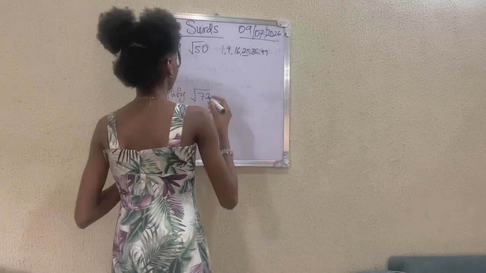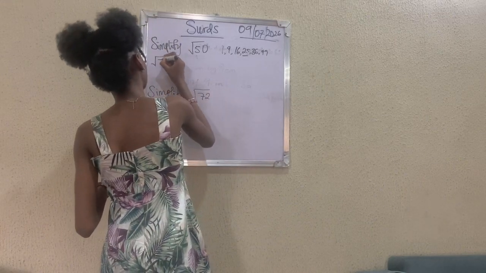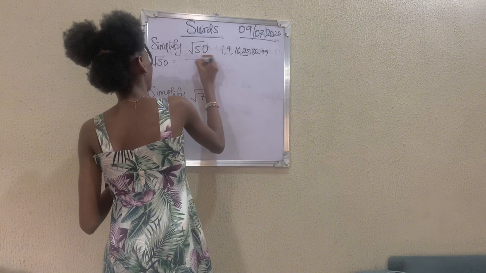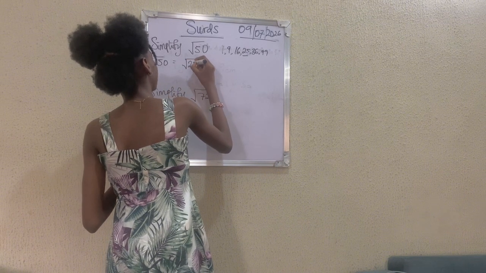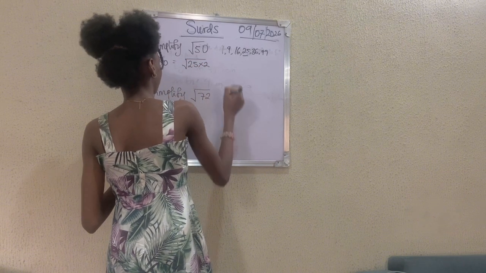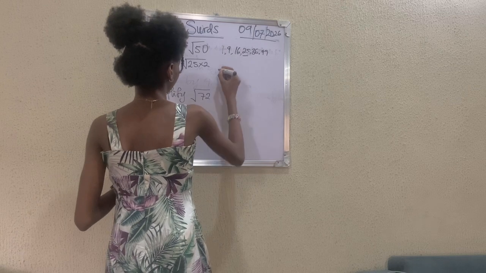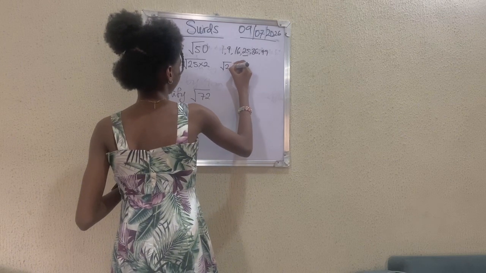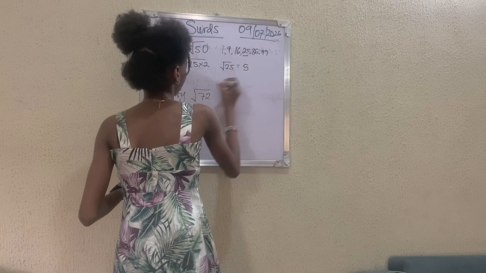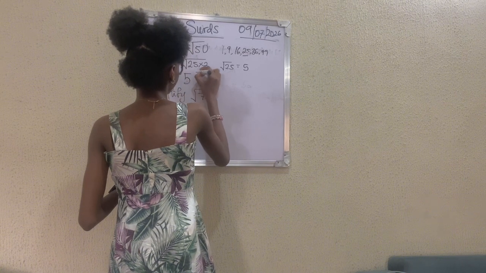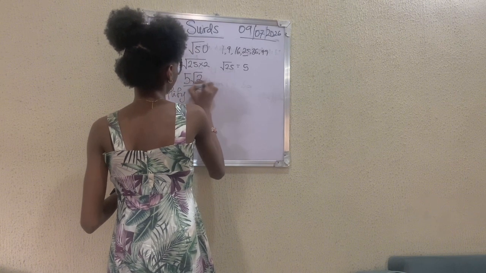And out of these numbers, we know that 25 can divide 50 without a remainder, and the answer is 2. So what we're going to do is say that the square root of 50 is going to equal the square root of 25 times 2. And now we're going to find the square root of 25, which is 5, making our answer 5 the square root of 2.